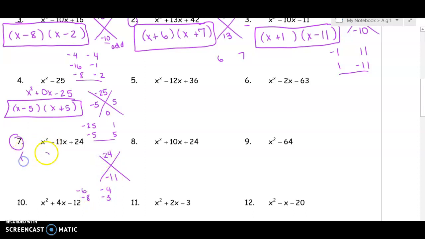Since it's -8 and -3, put an X at the beginning of both. You put a -8 in one of the parentheses and a -3 in the other one. All right, so that's kind of a review of that.